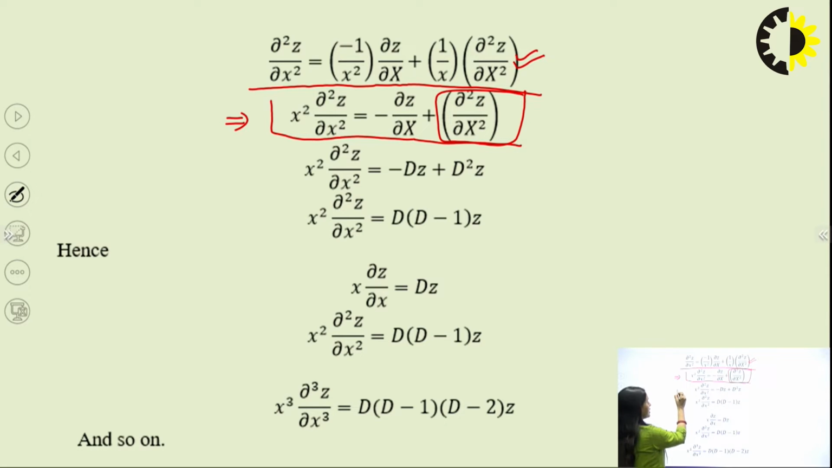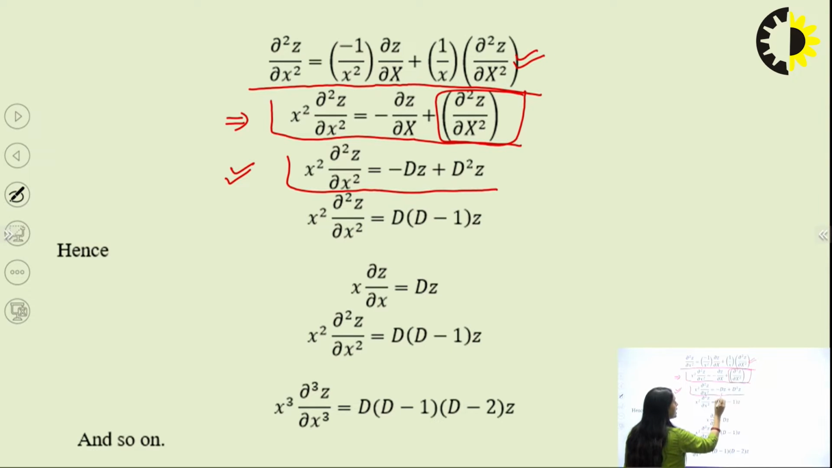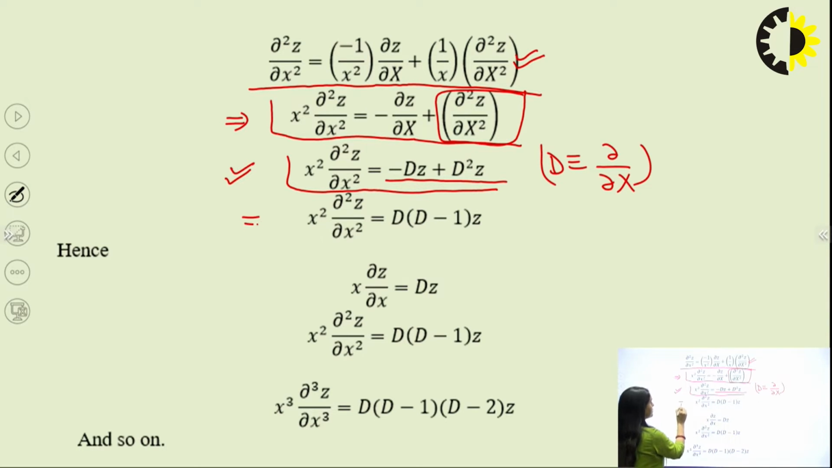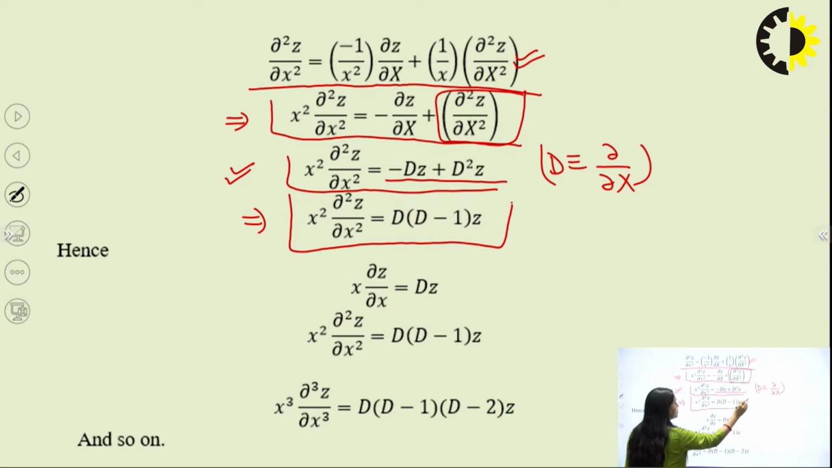In the next step, we will get x² ∂²z/∂x² is equal to -Dz plus D²z. Here this D refers to ∂/∂X. And so we will get x² ∂²z/∂x² is equal to D(D-1)z.